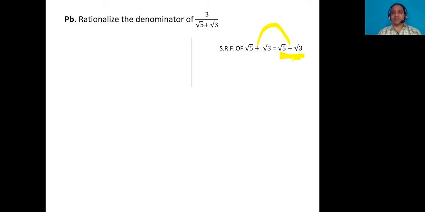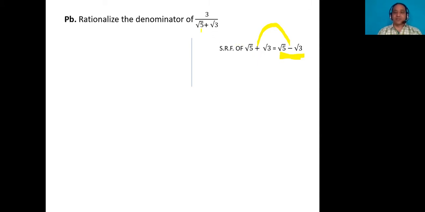We simply change the sign in between. If there was a minus here, a plus would come here, so that when we multiply them, a plus b into a minus b gives you a square minus b square. The square root gets cancelled by the square, and the numbers become rational.